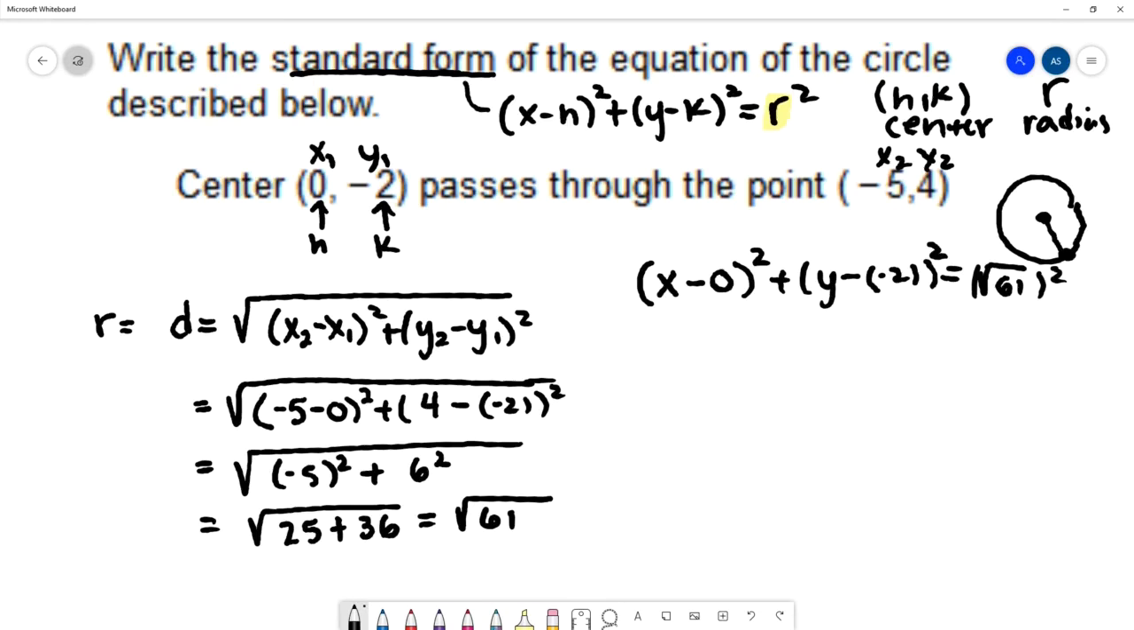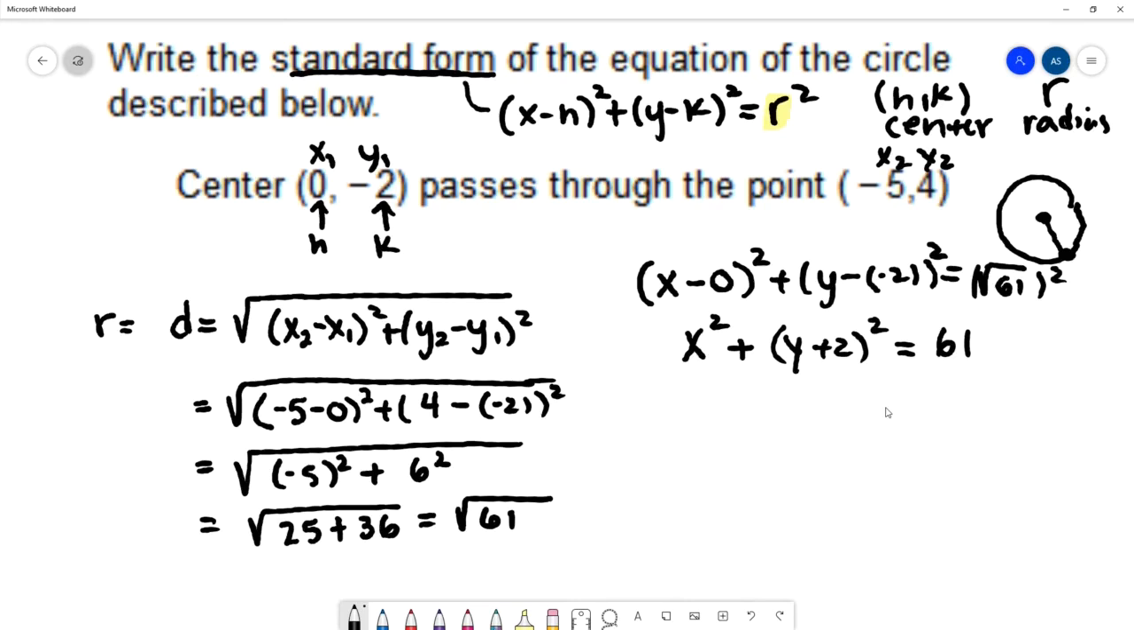Let's simplify inside the parentheses. x minus 0 is just x, so we have x squared. y minus negative 2, that's y plus 2, squared. And the square root of 61 squared, the square root and the square cancel each other out, and we'll get 61. So we've got the standard form of the circle here.